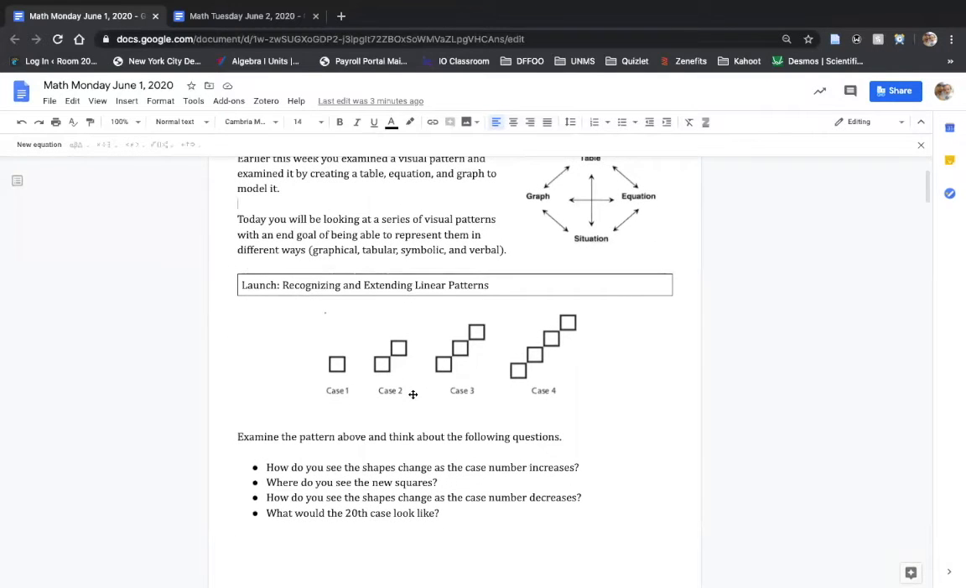And as we're working through this, some questions that you might want to think about are, how do you see the shapes changing as the case number increases? Where do you see the new squares being added? How do you see the shape changing as the case number decreases, so working in the backwards direction? And then what would the 20th case look like based on what you see here?